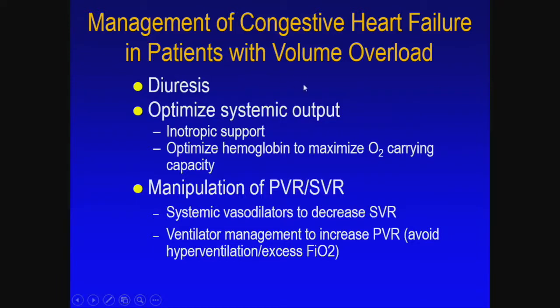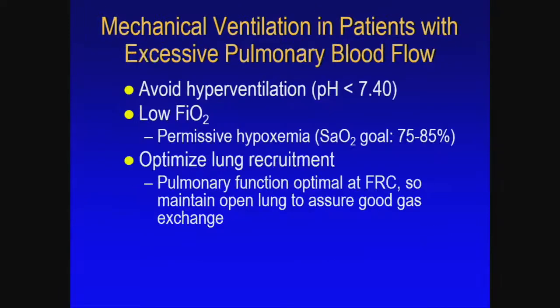So optimize systemic output. You can give inotropic support, optimize hemoglobin to increase oxygen carrying capacity. You can do manipulation of PVR and SVR. Systemic vasodilators like enalapril are used, although with limited data to support it. Ventilatory management to increase PVR: avoid hyperventilation and excess FiO2.